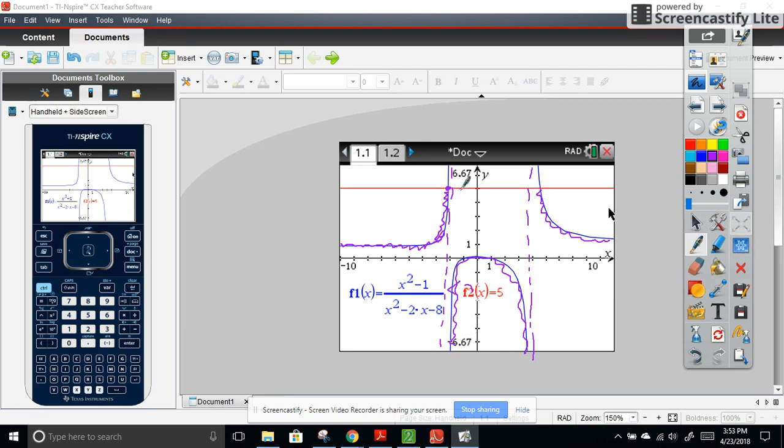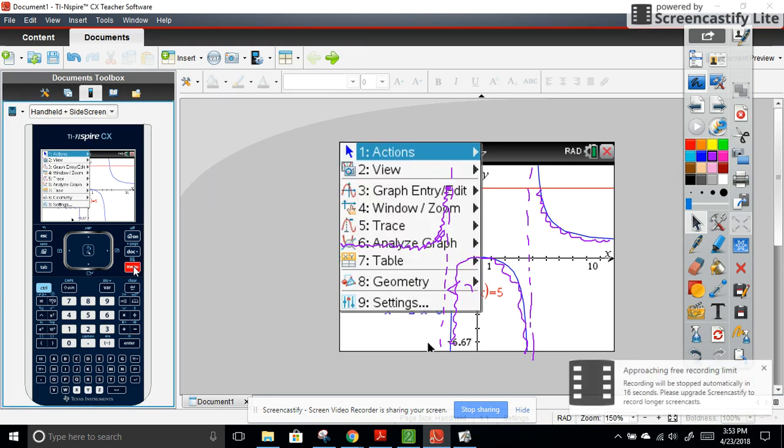So I still need to find these points of intersection. I'm going to come over here and do Menu. Oh, I'm running out of time. I will stop this video and start the next one in just a second.